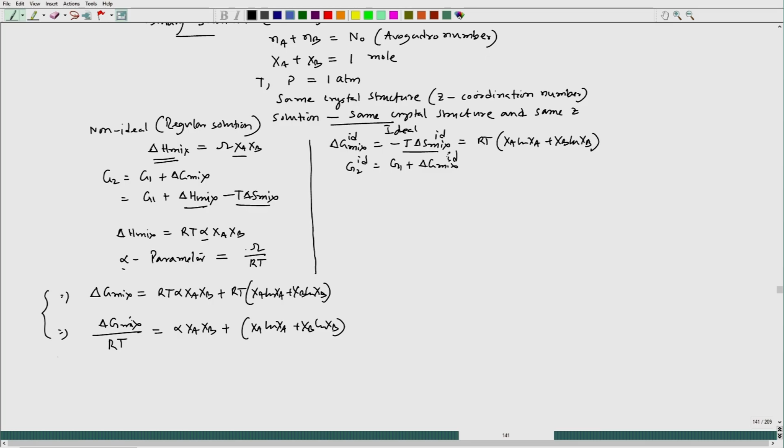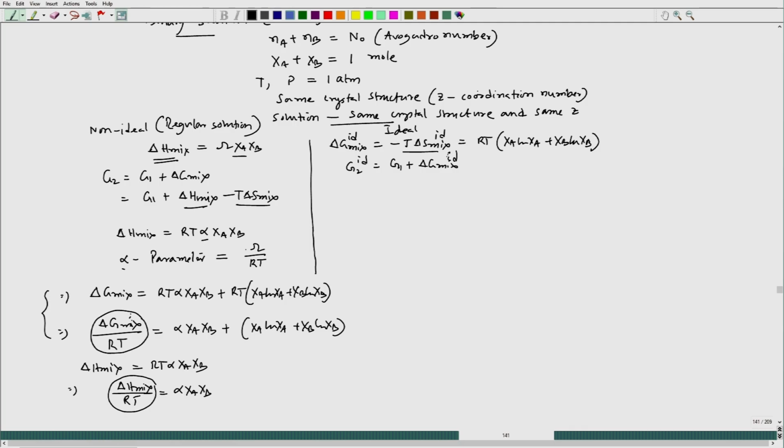Another one is delta H mix is equal to R T alpha x_A x_B. So then we can write delta H mix divided by R T equal to alpha x_A x_B. Okay. Now, we will try to see the plot of this quantity and this quantity.